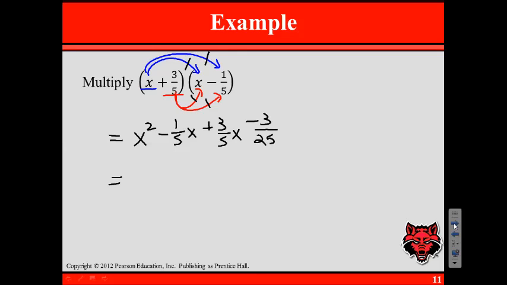When we combine like terms, we see we have two x terms in the middle. Now, since these are fractions, we have to make sure they have a common denominator. In this case, they do. Each denominator is 5. So we write down x squared. Combining the numerators, we have negative 1 plus 3 is 2. So plus 2/5 x minus 3 over 25.